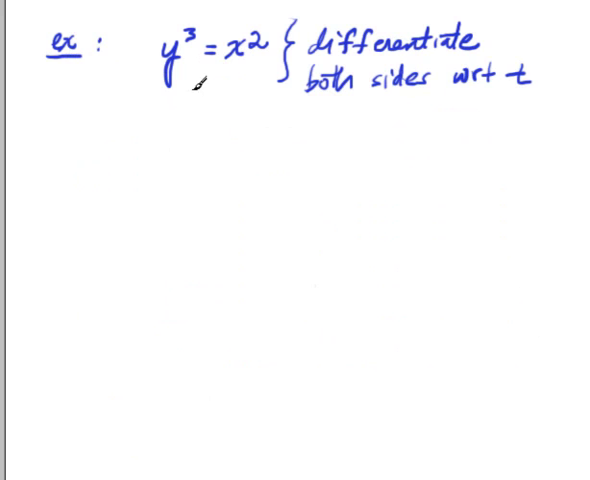Okay, here we have another one. Let's say we have y cubed equal x squared. And again, we just want to differentiate both sides with respect to t. So I'm assuming that y and x are changing with respect to time. Okay, so let's just practice doing that.